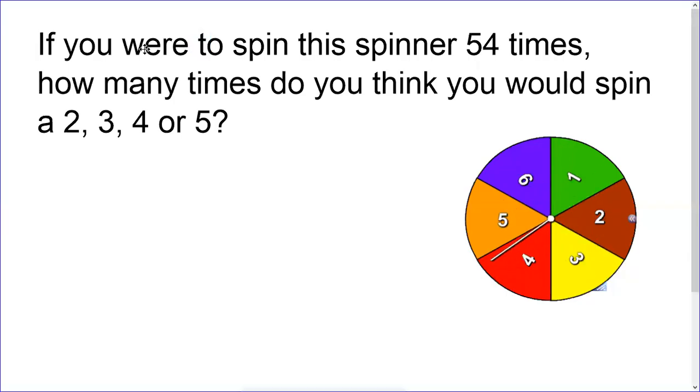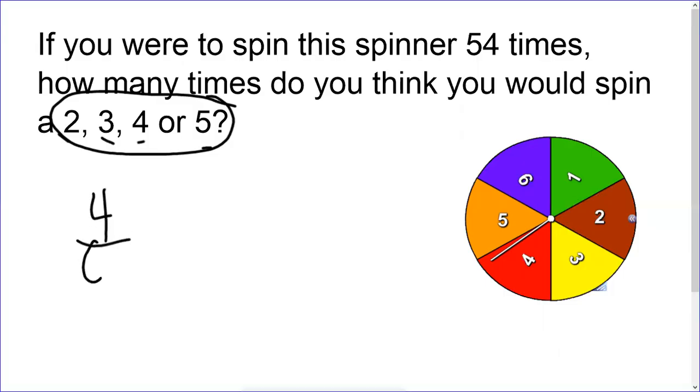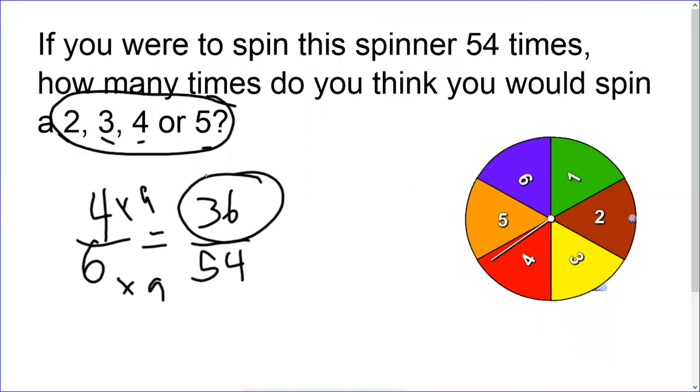Now, we have a little bit different spinner here. It's got 6 different outcomes. And if we were to spin this 54 times, how many times do you think this would happen? That you would spin a 2, 3, 4, or 5? Well, the probability of spinning a 2, 3, 4, or 5 is 4 out of 6, which is 2/3. I'm actually going to solve this using a proportion. So if I did this 54 spins, a good prediction would be 36. You could expect for this outcome to occur 36 times.